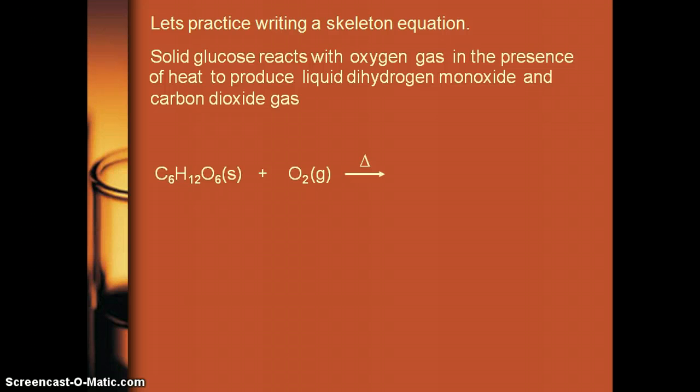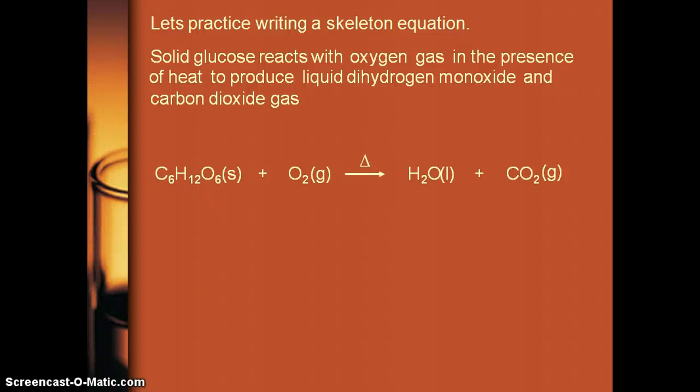So they react to produce liquid dihydrogen monoxide. Of course, dihydrogen monoxide, also known as water, is H2O, 2 hydrogens, 1 oxygen, as the name implies. And that is in liquid form, so we put the L behind it. And carbon dioxide gas. So we have the plus and then carbon dioxide, and it is in gas form. So that is a skeleton equation.